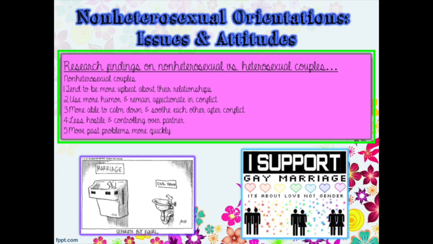For example, they would not get the inheritance if their partner died. They weren't allowed to participate in medical decisions. They couldn't get insurance coverage from their partner's employer, child custody rights, family leave benefits, domestic violence protection, community property rights and divorce, etc. But now that the law has passed, they are entitled to the same rights as heterosexual couples.